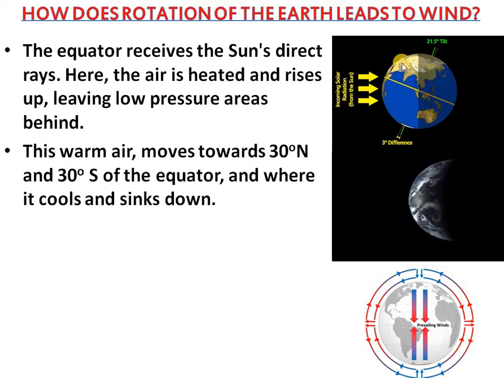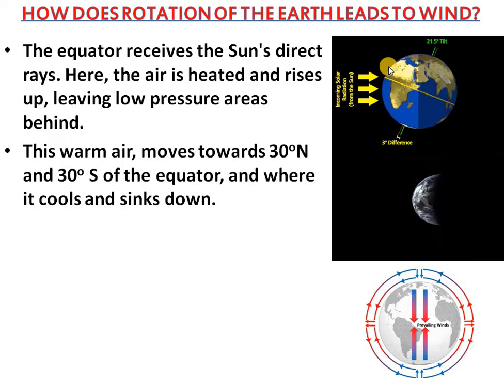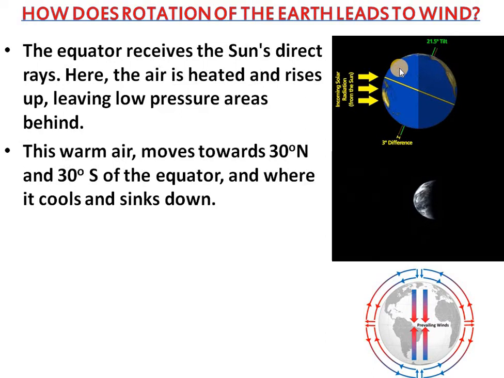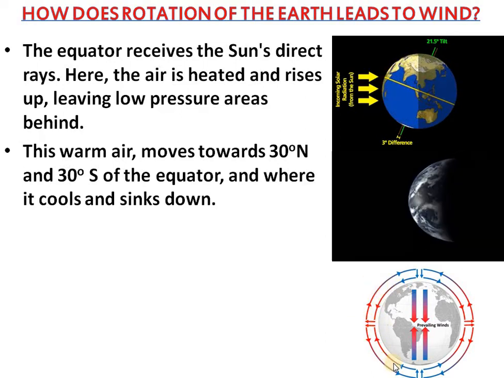30° means around 30°. You know it. You have studied it in basic geography in school. 30° north is somewhere here. All the hot air moves towards 30° north and it falls down. It comes closer to the earth's surface. This happens at both 30° north and 30° south.